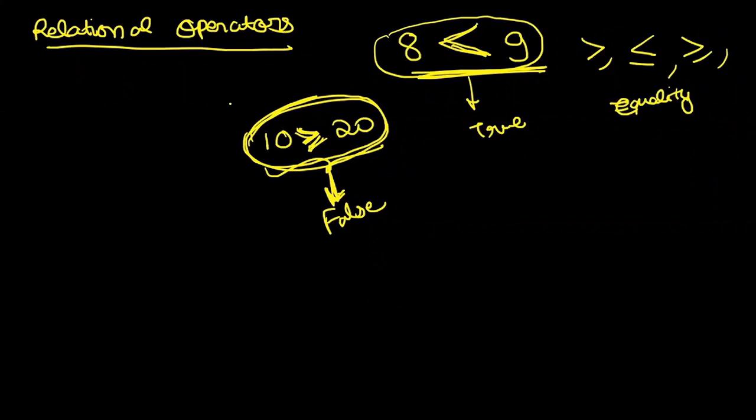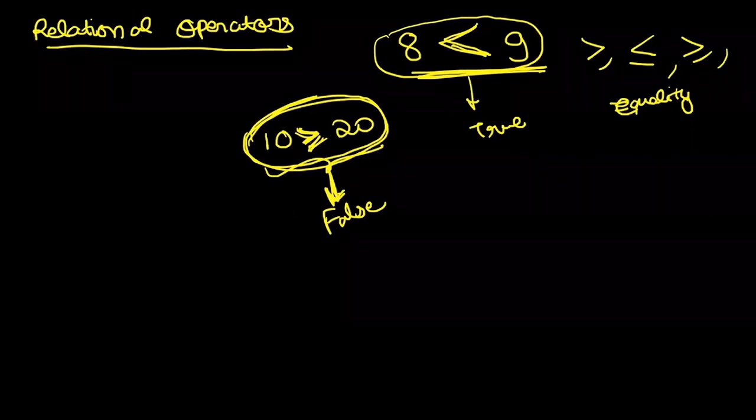Now you will tell me, okay Adarsh, we understand what relational operators are in mathematics. But we are not studying maths here. We have already studied maths in class 6, 7, 8, 9, 10. You are here to teach us programming. So, okay guys, let me tell you what are some of the relational operators that we are going to study in Java.